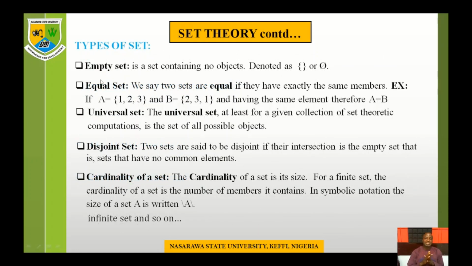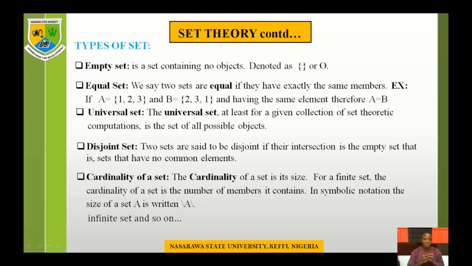Empty set, that's a type of set. An empty set is a set containing no objects at all, no elements at all, and is denoted by empty curly braces. Or you have this symbol here, 0, and you cross it. That's an empty set.